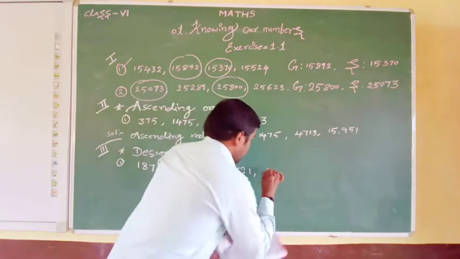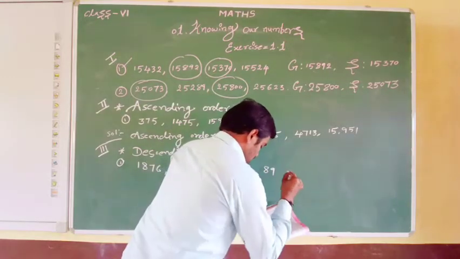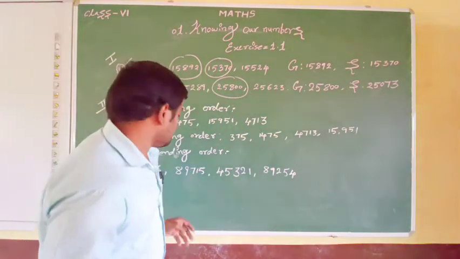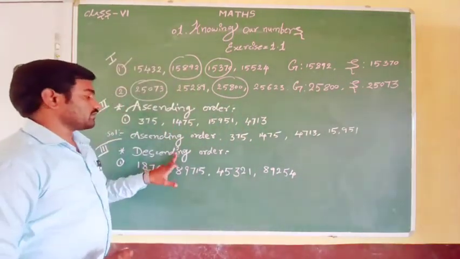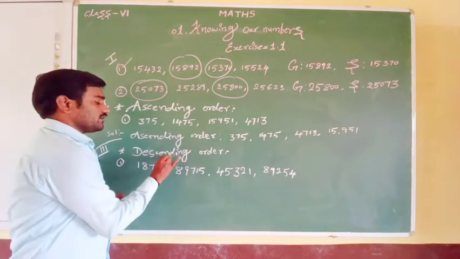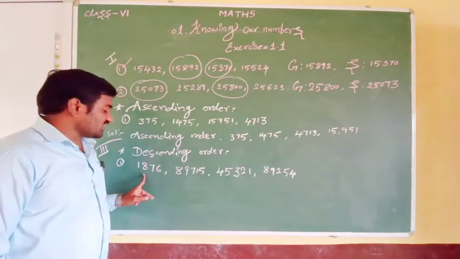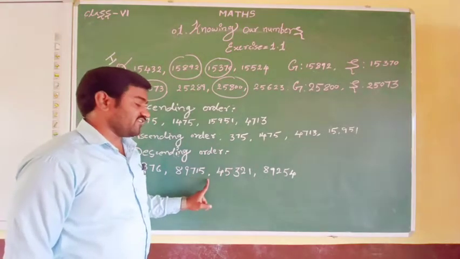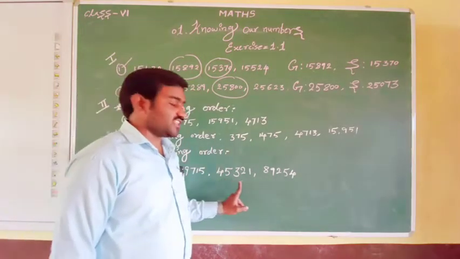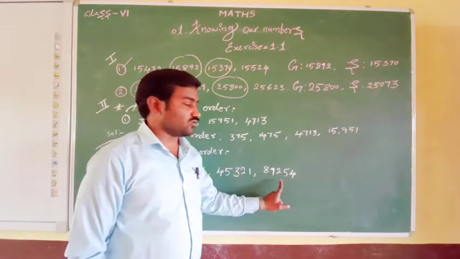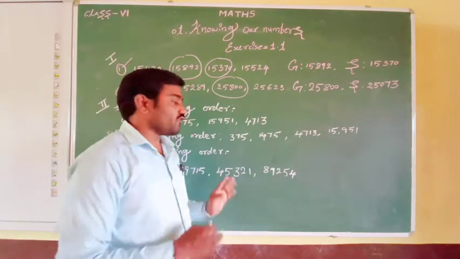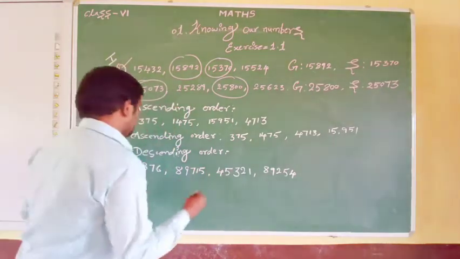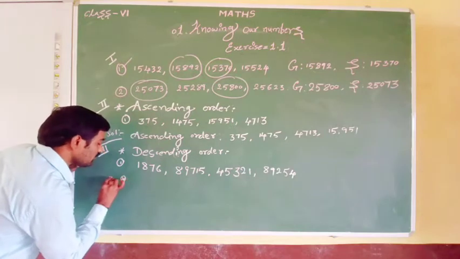So here I have written the first question from this third bit, that is 1876, 89,715, 45,321, 89,254. So from this, by using these numbers, we have to write in the descending order. Let me write the solution.